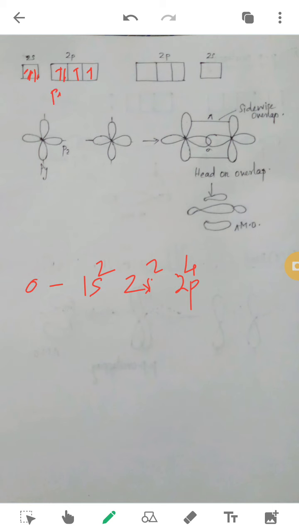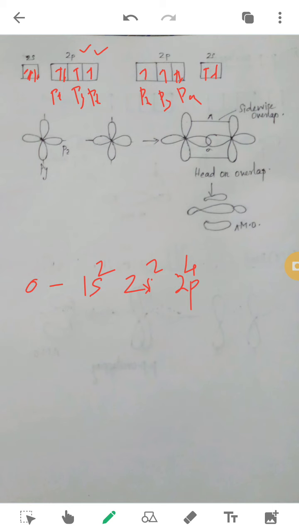This is px, py, and pz. Another oxygen atom also comes in this way, so I just write it. For better understanding, I have written px on this side, py on this side, and pz on this side, and I will fill up in this way. So we can get two such orbitals from each atom where you have only single electrons, and those will go into the bond formation.